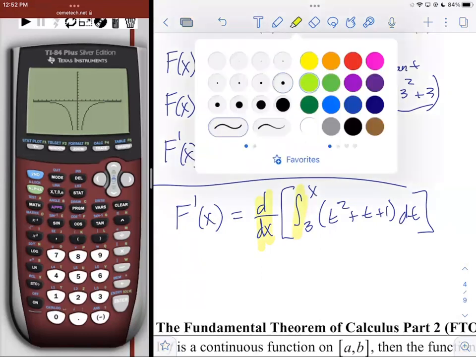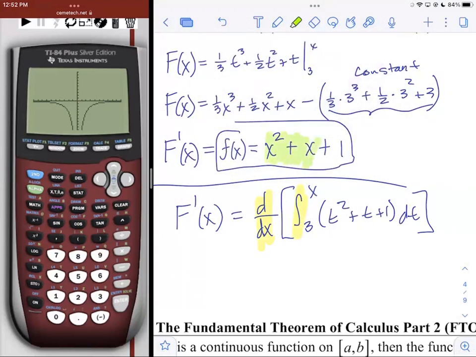I hope so, right? Because look, we ended up with x squared plus x plus 1. Is that visible anywhere in the original problem? Kind of, right? Kind of. In the original problem, the integrand was in terms of t, but when I actually take the derivative, it was in terms of x. And we know why it was in terms of x. Yes? Because when I actually evaluated the integral and I plugged in the top, the t's became x's, so that when I took the derivative, it became x.